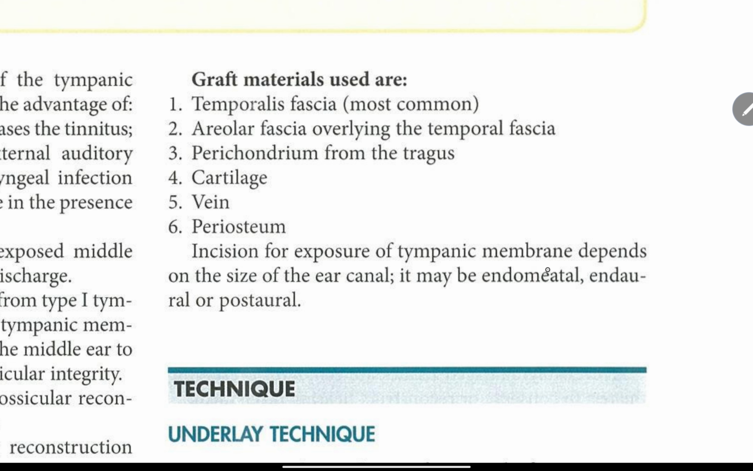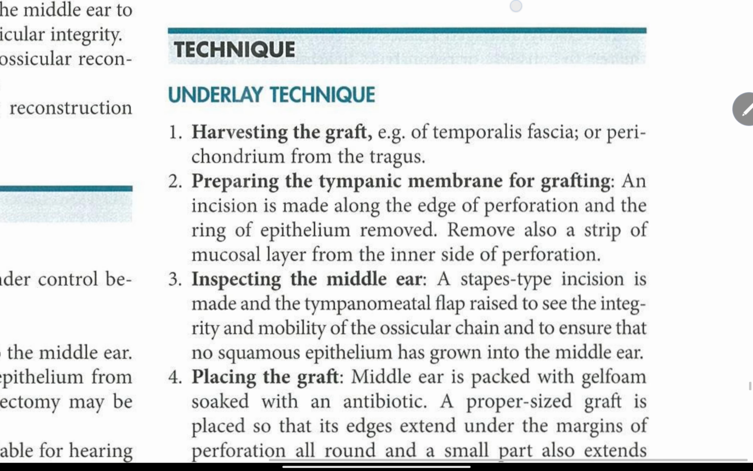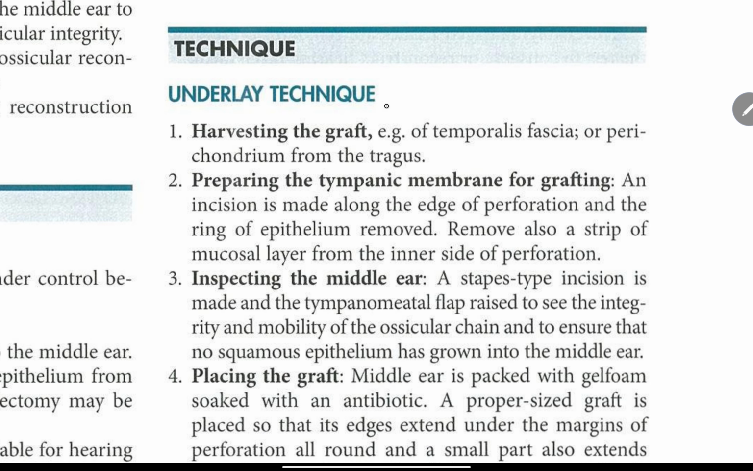Incision for exposure of tympanic membrane depends on the size of the ear canal. It may be endomeatal, endoral, or postoral. Technique. Underlay technique. 1. Grafting: harvesting the graft, for example, of temporalis fascia or perichondrium from the tragus. 2. Preparing the tympanic membrane for grafting. An incision is made along the edge of perforation and the ring of epithelium removed. Remove also a strip of mucosal layer from the inner side of perforation.